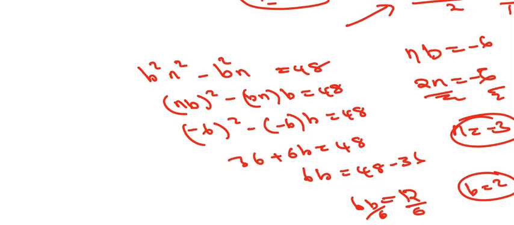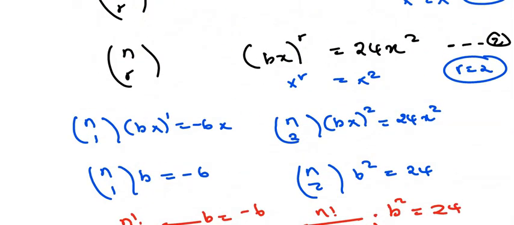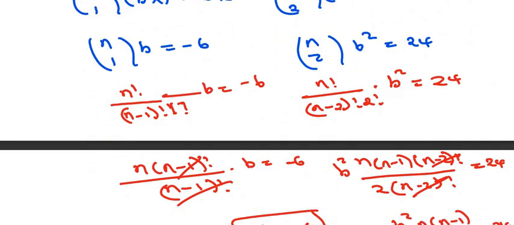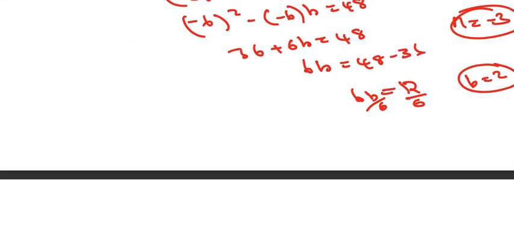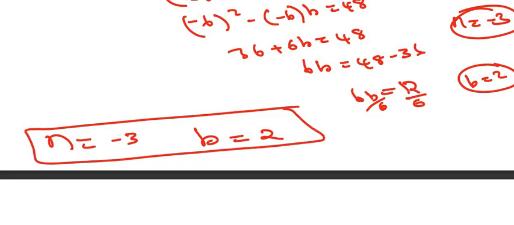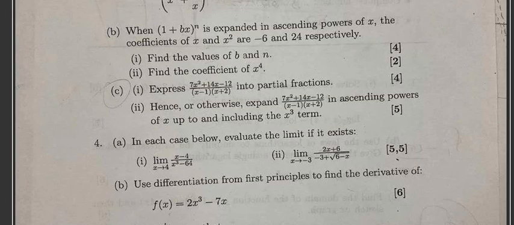So just try to replay it back slowly to see what we've done. We equated the expressions first, found the values of r, replaced them, and solved to simplify each part, then equated nb to negative 6 and replaced it in the other expression. So that's how we ended up getting these two. Our n is negative 3 and our b is 2. So that's what we get for this part.